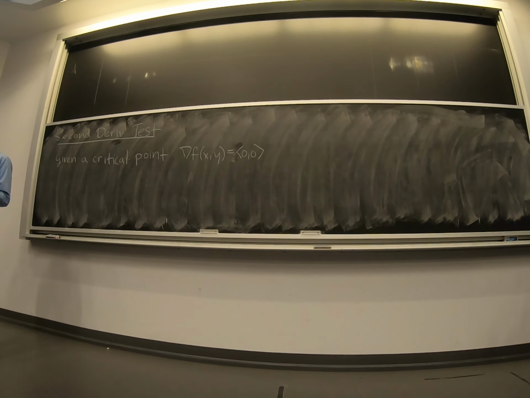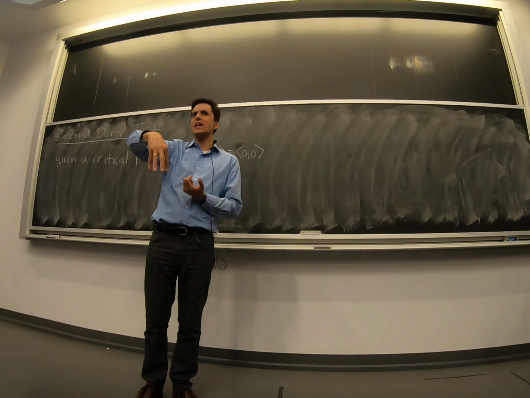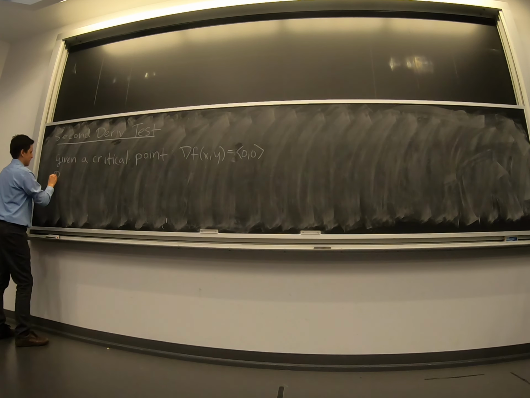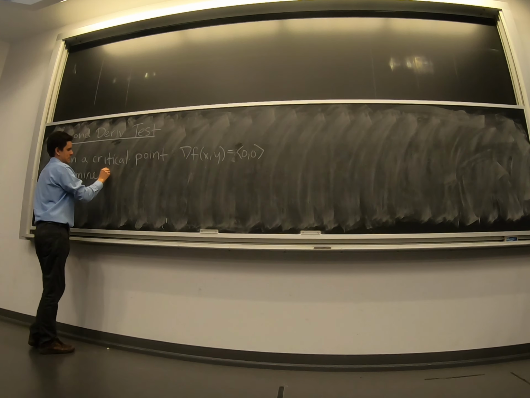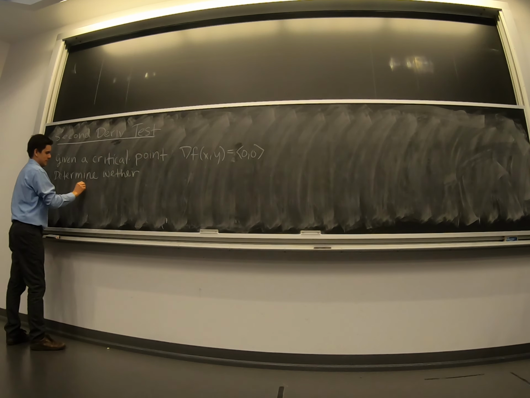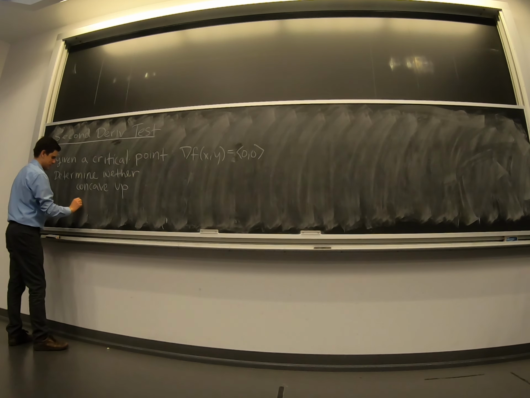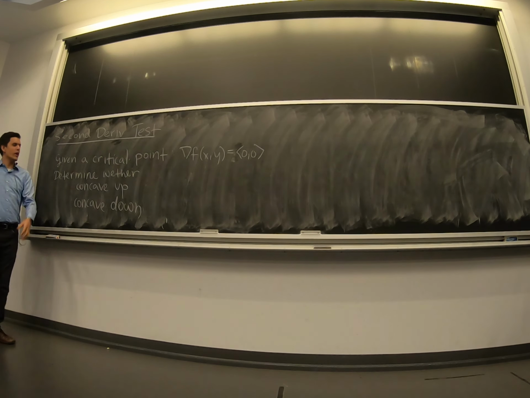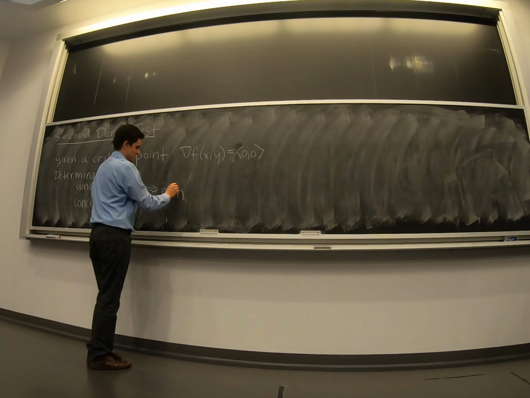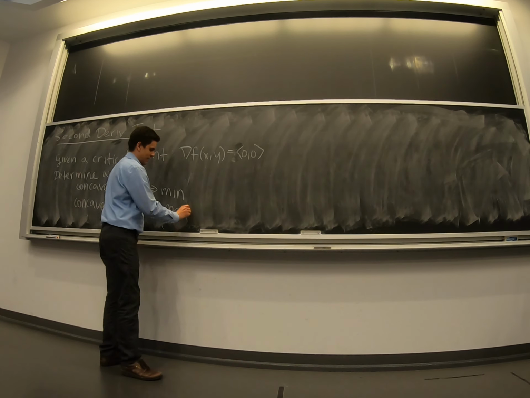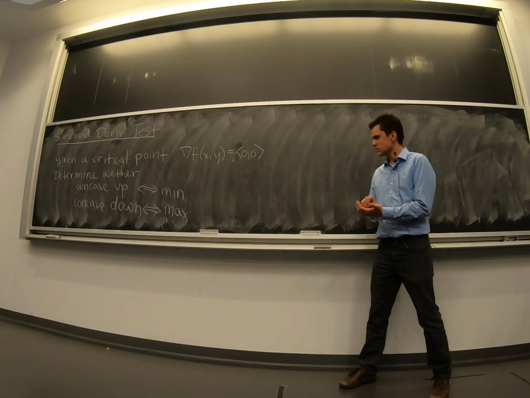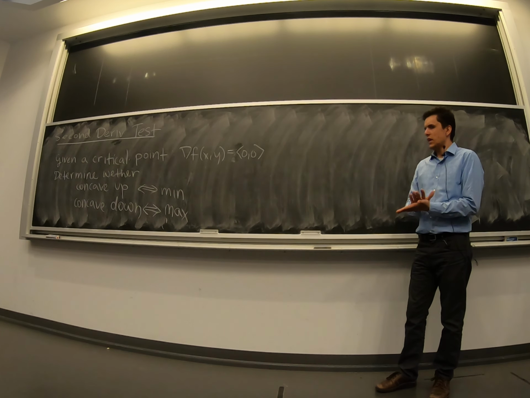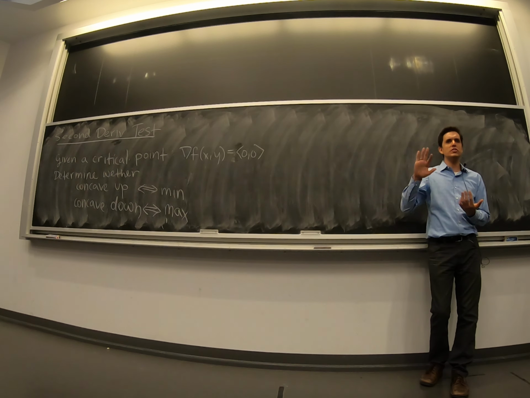So given a critical point, we want to determine if it's concave up or concave down. Right? We want to see if it's cup-shaped or cap-shaped. Whether our graph is concave up, which corresponds to a min, or concave down, which corresponds to a max. And then in two dimensions, we've got this third situation that can come up, a saddle point. So we'll get into that.